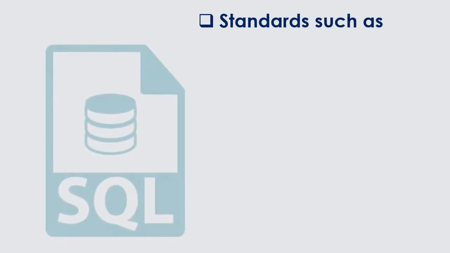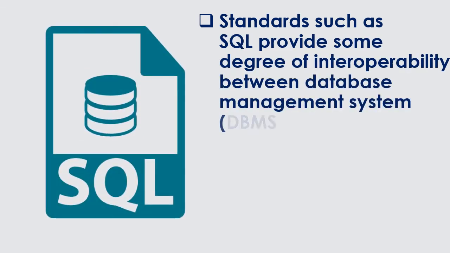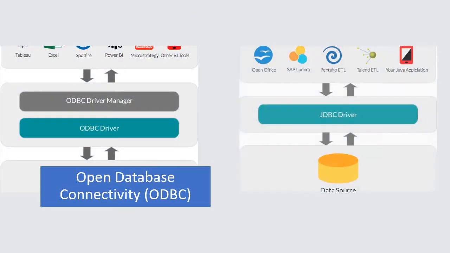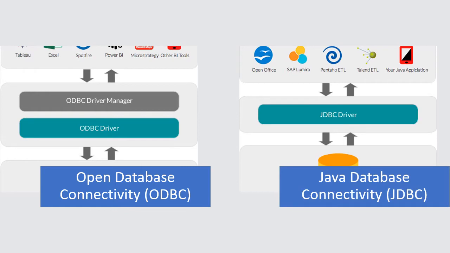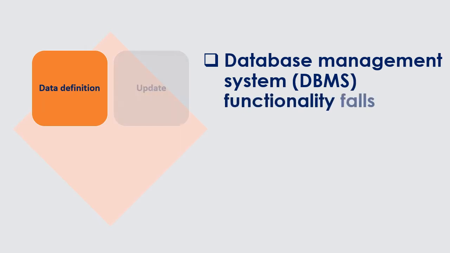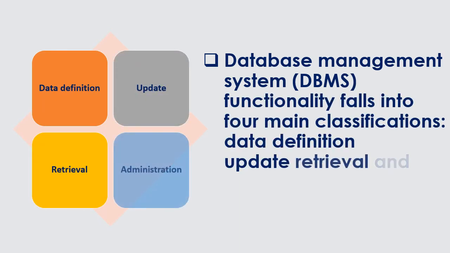Standards such as SQL provide some degree of interoperability between database management systems, DBMS. Protocols such as Open Database Connectivity, ODBC, or Java Database Connectivity, JDBC, allow applications to use Database Management System, DBMS, functionality. DBMS functionality falls into four main classifications: data definition, update, retrieval, and administration.